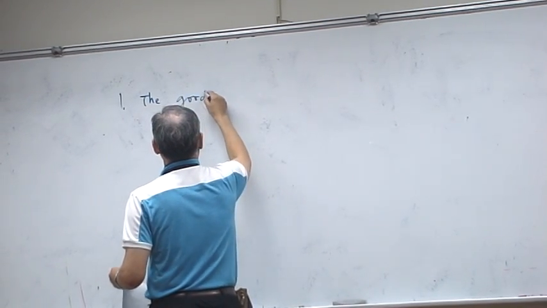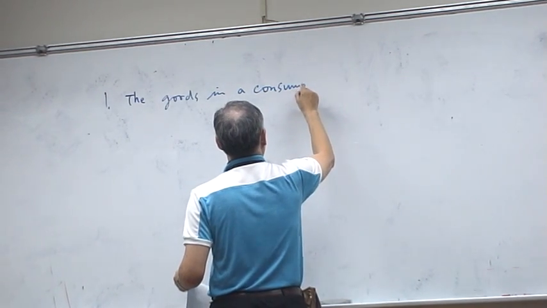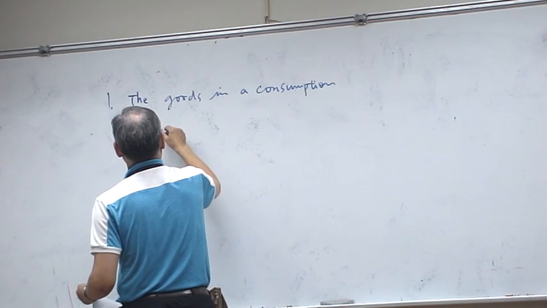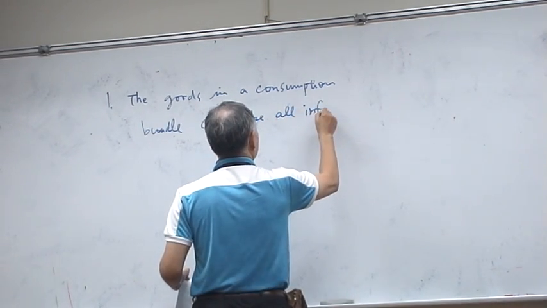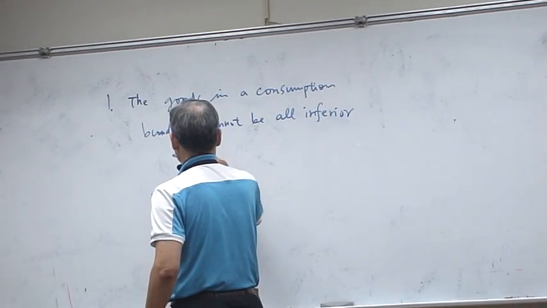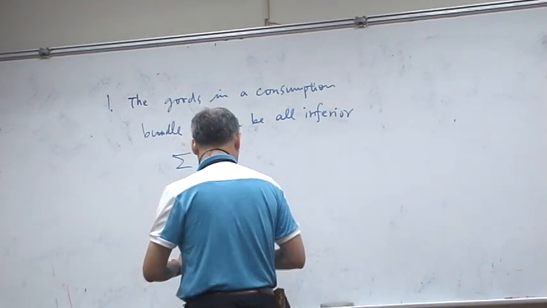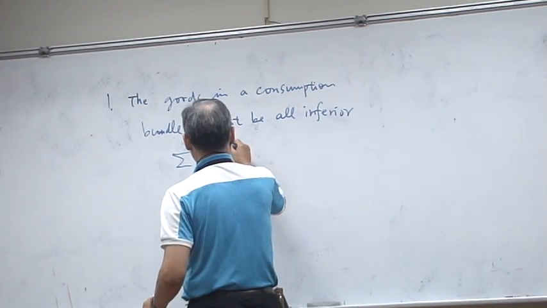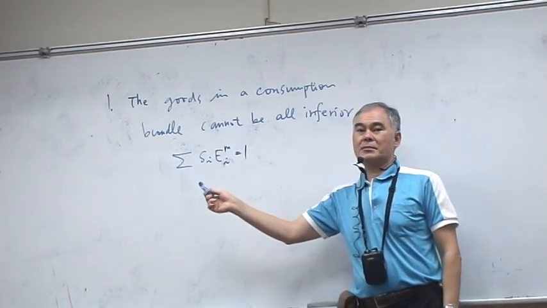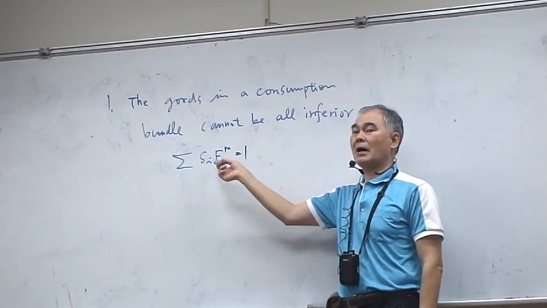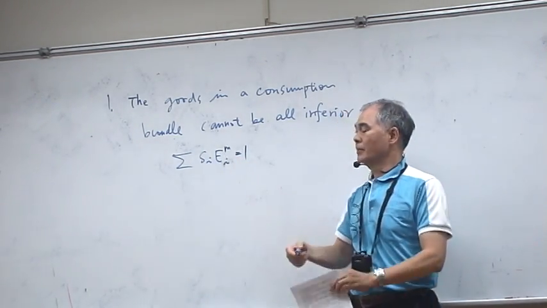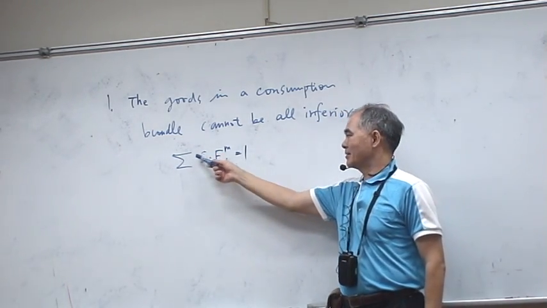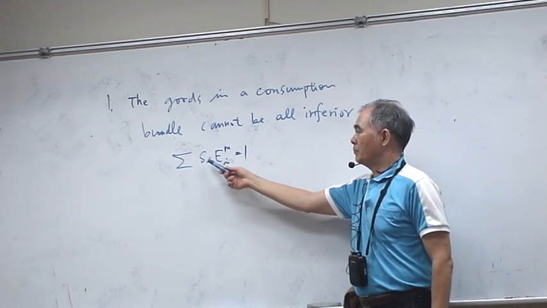So first of all, we have the goods in a consumption bundle cannot be all inferior. So the result is that we have the summation of S_i times EM_i. What is S_i? It is the share or proportion of income spent on good i, and EM_i means the income elasticity of good i. So basically, this should hold, because the proportion you spend on a certain good is always positive or non-negative.